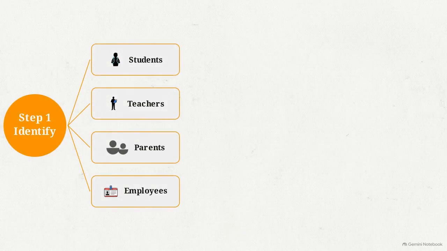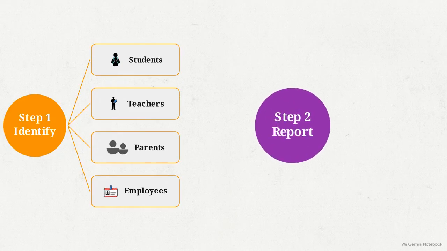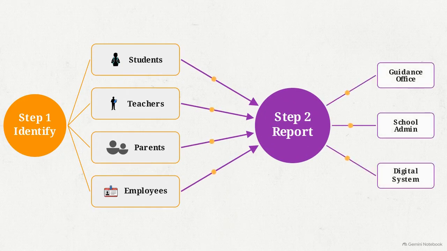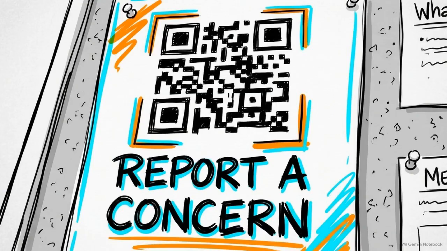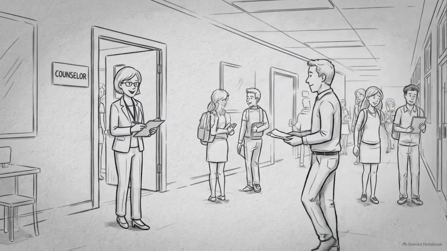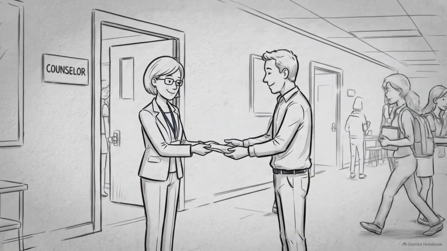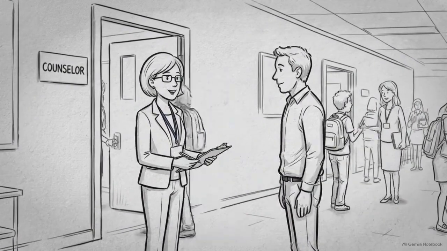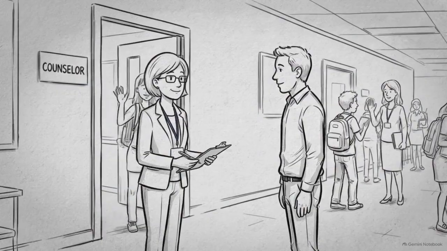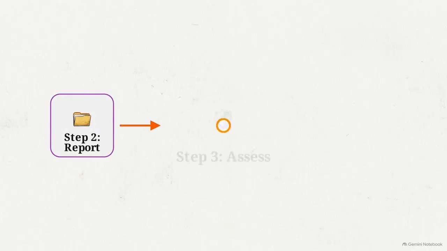Next is step 2, report. On your map, list your school's officially approved channels, whether that's a guidance office, a specific administrator, or a digital reporting system. These reporting tools must be easy to find and regularly promoted to the entire school community. Clearly defining who looks for threats and where they should send them ensures that your intake funnel actually catches early warning signs.